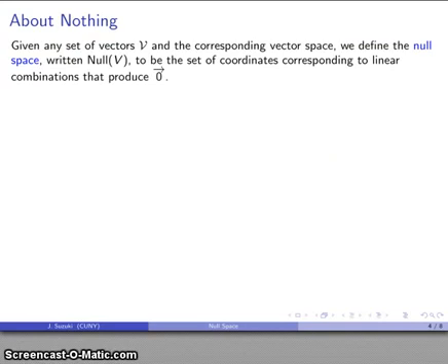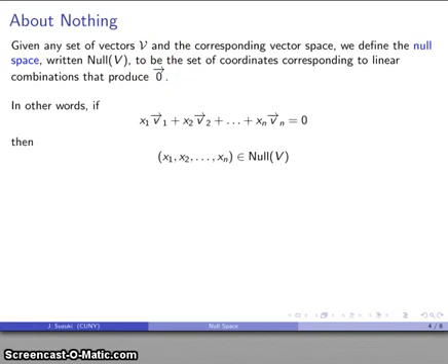Now let's take a broader approach here. I have some set of vectors that span a vector space of interest, and I'm going to define what we call the null space. I'm going to write that null V, and that'll be the set of coordinates that correspond to linear combinations that produce the zero vector. In other words, if I have some linear combination that produces the zero vector, then the coefficients of the individual vectors are going to be part of the null space of V. Now, I know there's always one solution to this, namely all of these coefficients equal to 0, so null of V is never empty, but there might be non-trivial solutions to this.